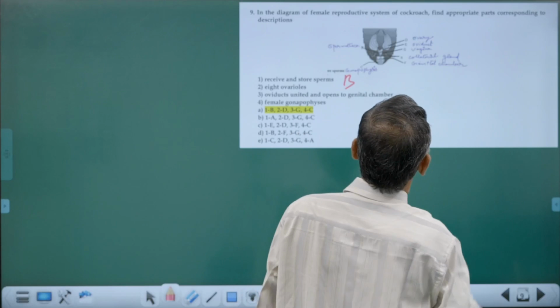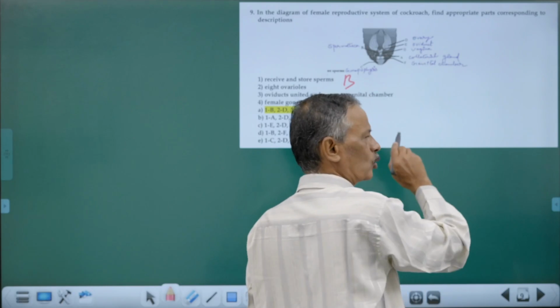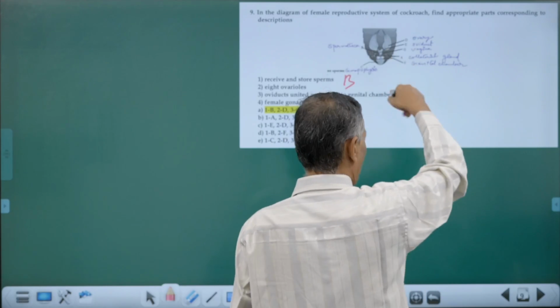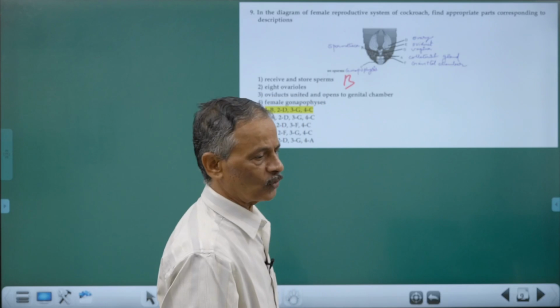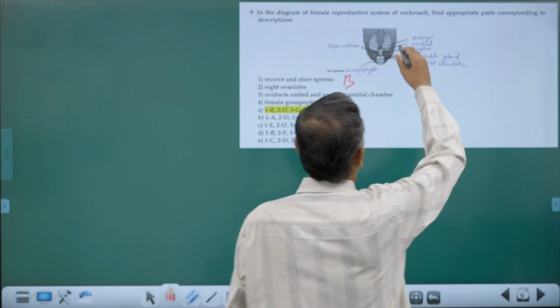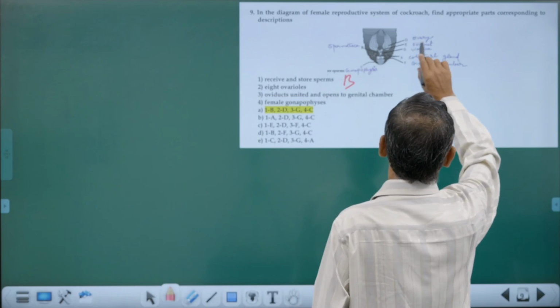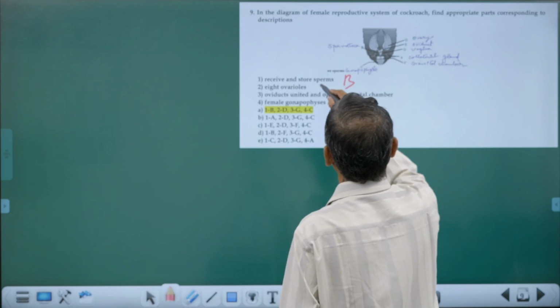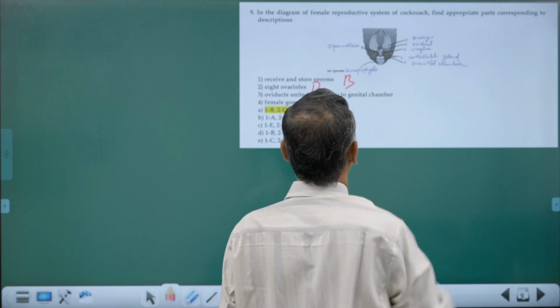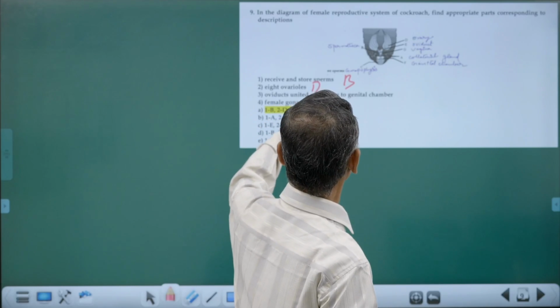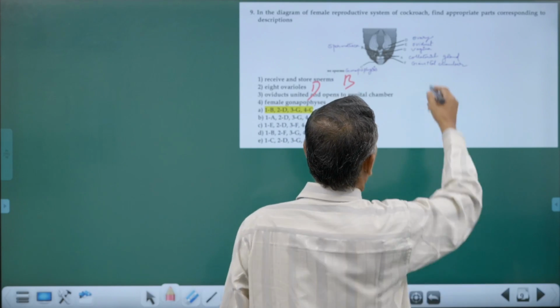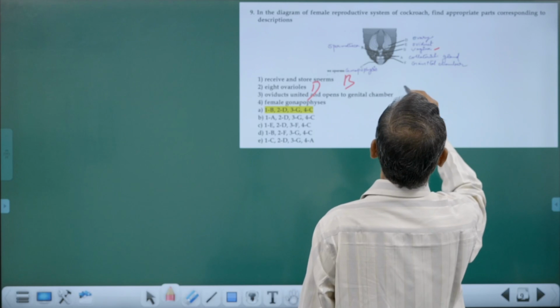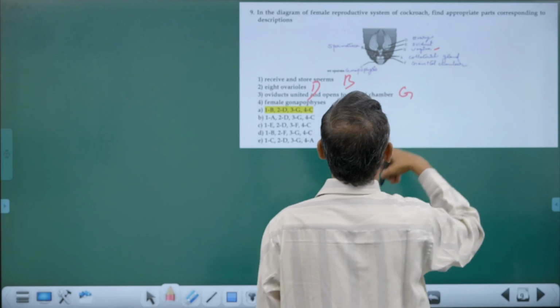8 ovarioles. See, whenever a diagram question is there and parts are marked, you have to identify what the parts are. Then only go for the questions. 8 ovarioles, ovaries, they are all marked as D. Okay. Then oviducts united at the opposite to the genital chamber as a common vagina. This is the common vagina. That is marked as G.